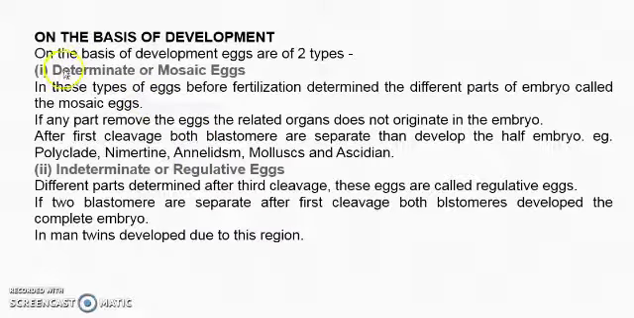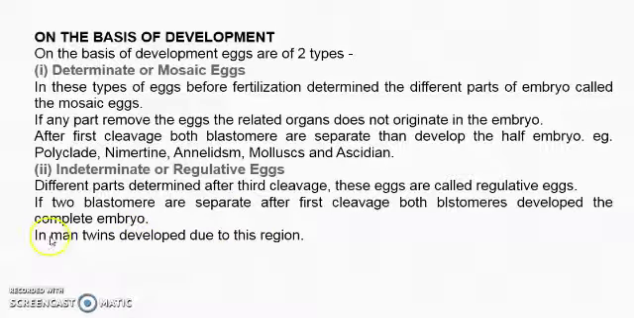And eggs are of two types, determinate and indeterminate, according to their development. The determinate eggs are the eggs which know their fate, in which the different parts of the egg are already set to develop into particular organs of the embryo before cleavage, before fertilization. And indeterminate eggs do not. Determinate eggs are present in protostomes, all the phyla except echinoderms, hemichordates, and chordates. While indeterminate eggs are present in hemichordates, echinoderms, and chordates.